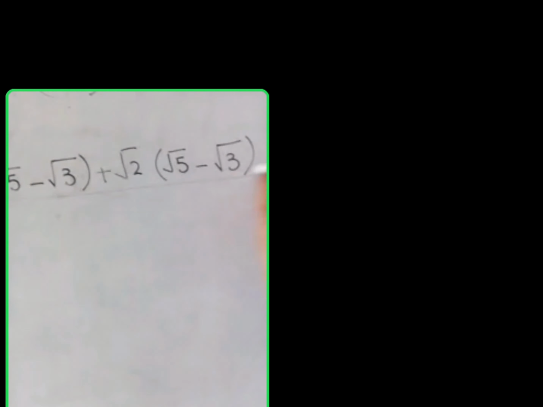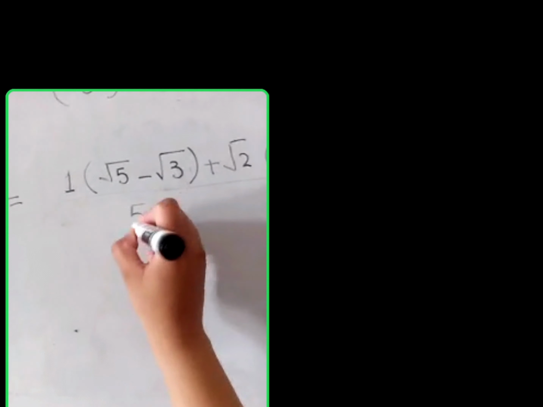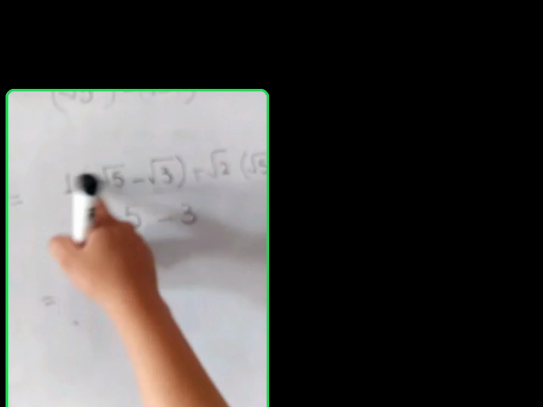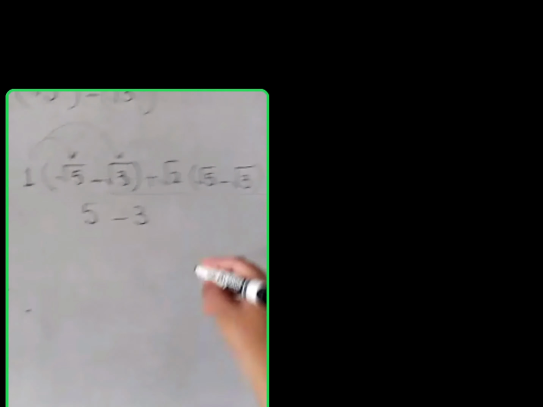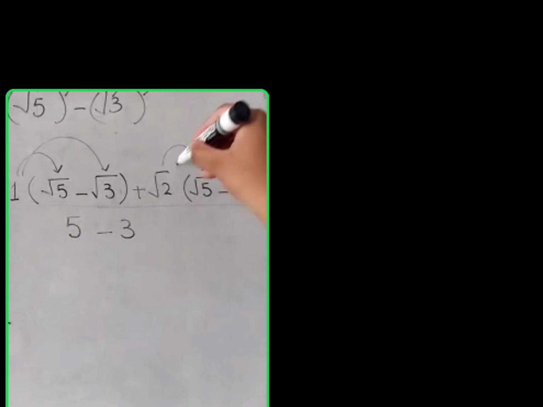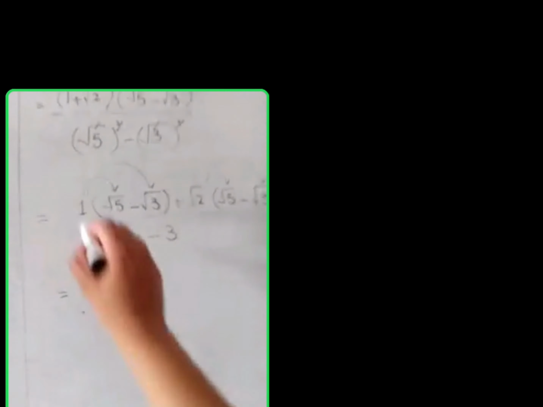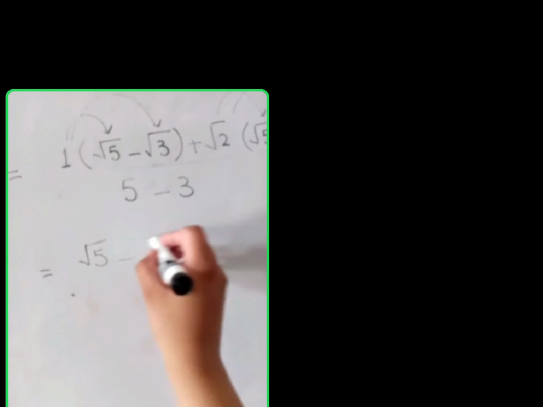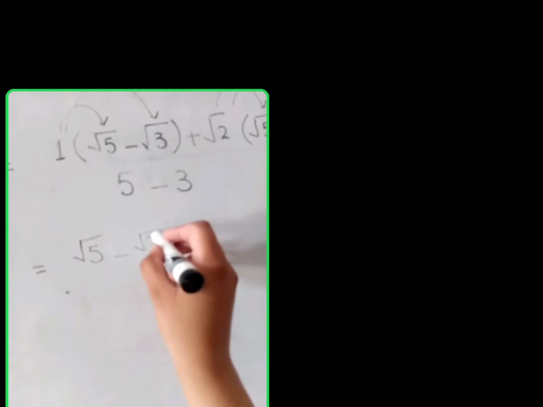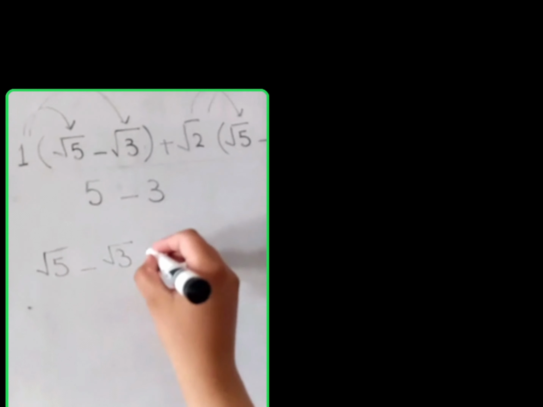And in the denominator, now what we are having, 5 minus 3. Now this 1 will be multiplied by under root 5 and under root 3 as well. Similarly, this 2 will be multiplied by under root 5 and under root 3 as well. Now this is 1 times under root 5 minus 1 times under root 3. Any term times 1 is that number itself. Now this plus.